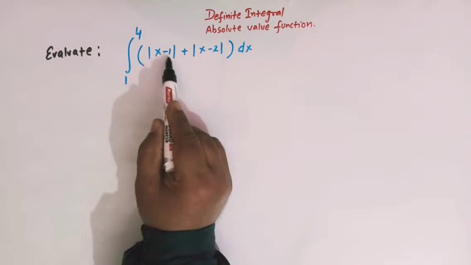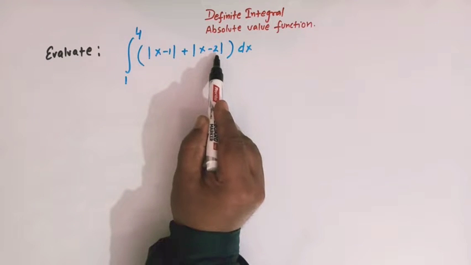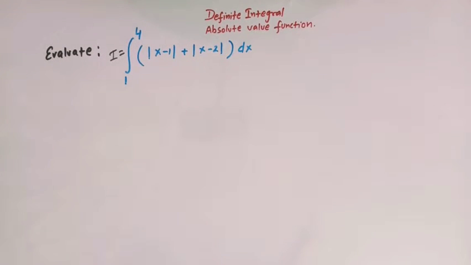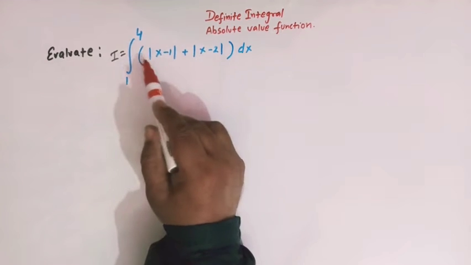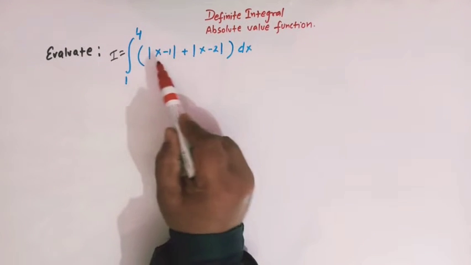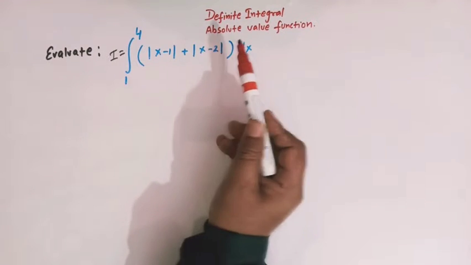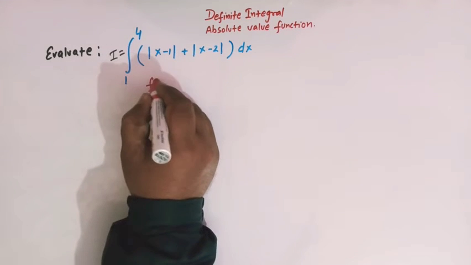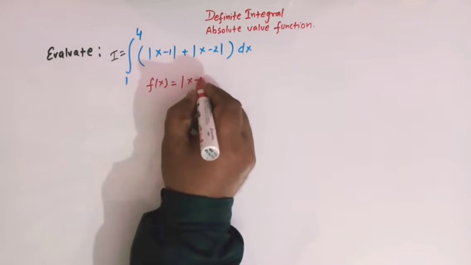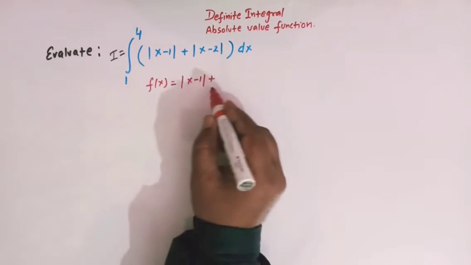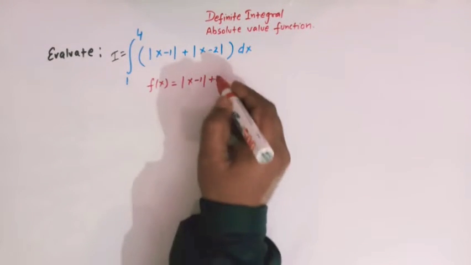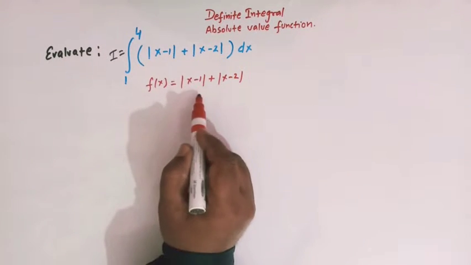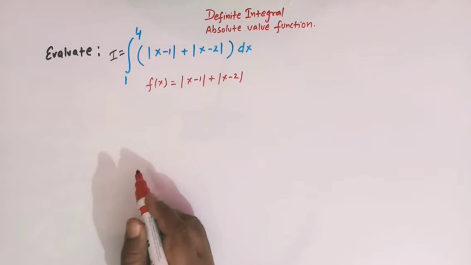Here we have mod of x minus 1 plus mod of x minus 2, right? So let us first call this integral as I. Now viewers, in such problems where the integrand is a sum of two or more absolute value functions, it is better to write the integrand as f of x, right? So here let us assume that our integrand is f of x, and this is the sum of two absolute value functions, that is mod of x minus 1 plus mod of x minus 2, right?